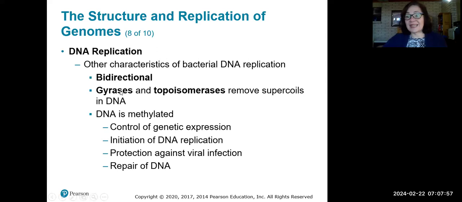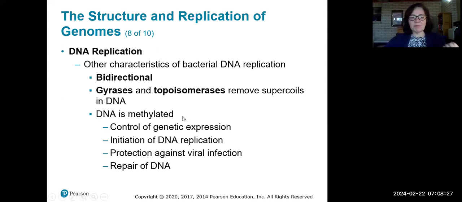There are some other enzymes, gyrases and topoisomerases. They remove the supercoils. If you've ever worked with a phone cord, you know how it coils up. If you start playing around with it, you end up with this big ball of coil. That happens to the DNA also. And we have enzymes that help us smooth that out, if you will. Think of it like, I don't know, DNA conditioner, it gets the snarls out.